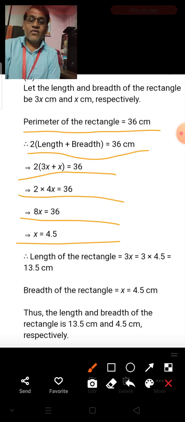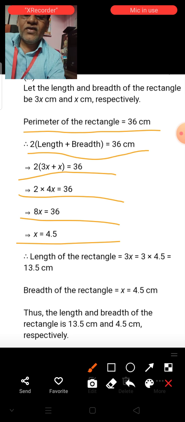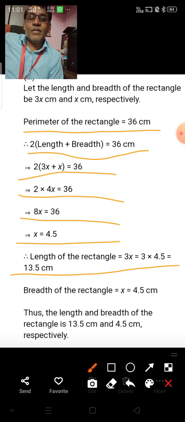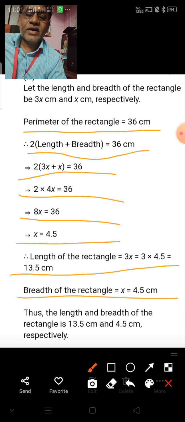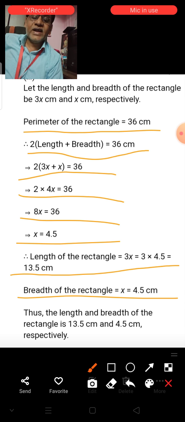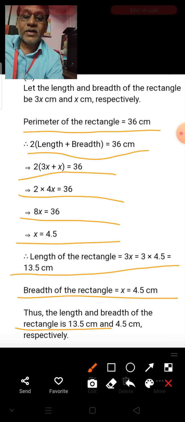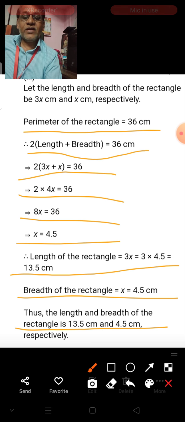and therefore the length of the rectangle is 3x, means 3 into 4.5 is equal to 13.5 centimeter, and the breadth of the rectangle is x, means it is only 4.5 centimeter. Thus the length and breadth of the rectangle are 13.5 centimeter and 4.5 centimeter. Okay, you get it now.